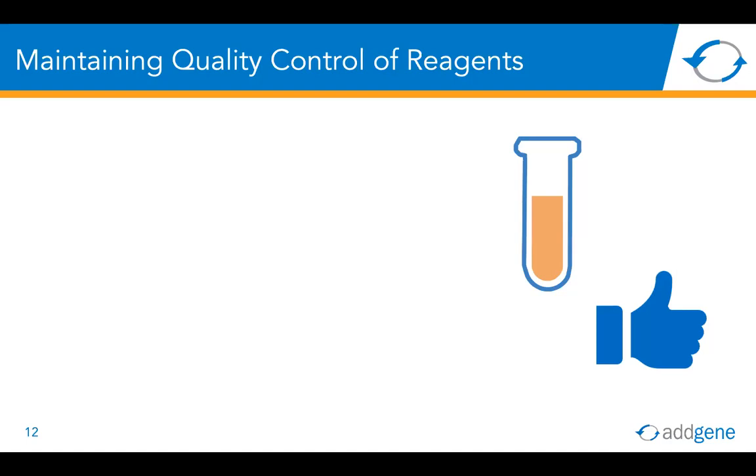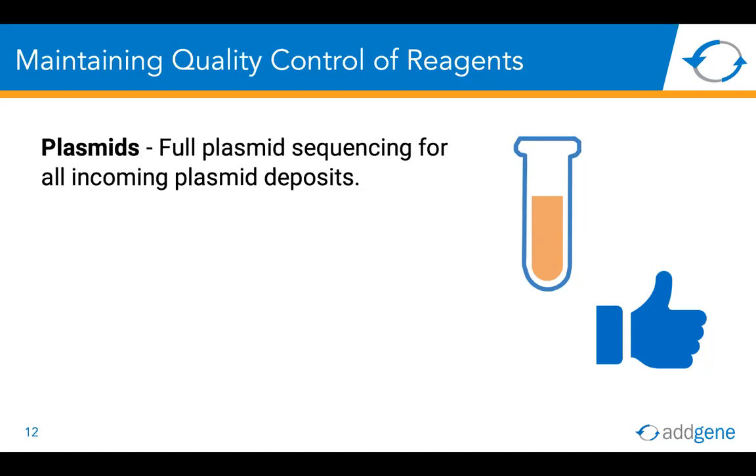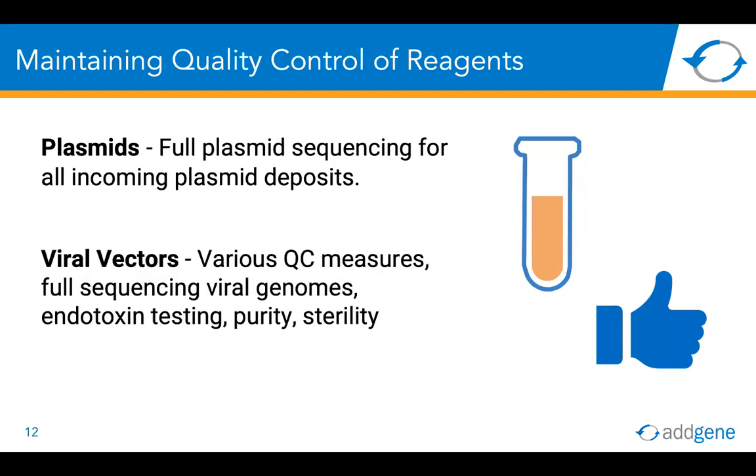Another important factor of reproducible science is proper authentication and quality control of reagents. So at Addgene, for our plasmids, we do full plasmid sequencing for all incoming plasmid deposits. And for the viral vectors that we produce in-house, we perform various QC measures, which may include full sequencing of the viral genomes, endotoxin testing, as well as testing for purity and sterility.